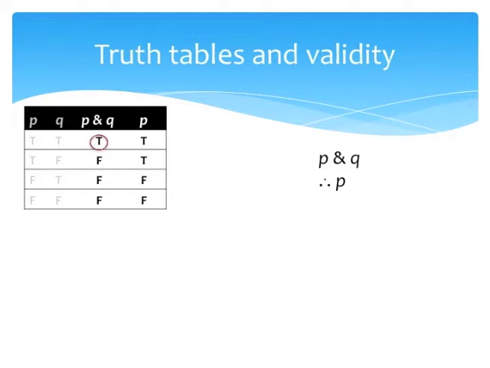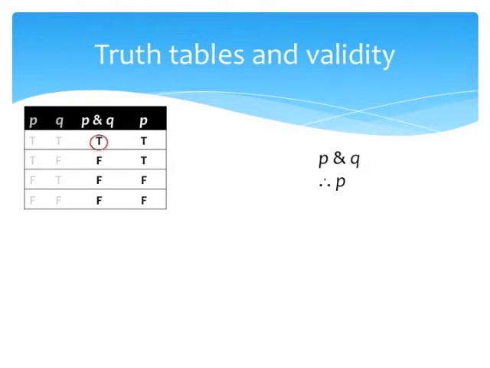Remember that an argument form is valid if and only if, whenever the premises are true, the conclusion is true. That is, if it is impossible for the premises to be true and the conclusion to be false at the same time. Correspondingly, an argument will be invalid if there is at least one case in which the premises are true and the conclusion is false.